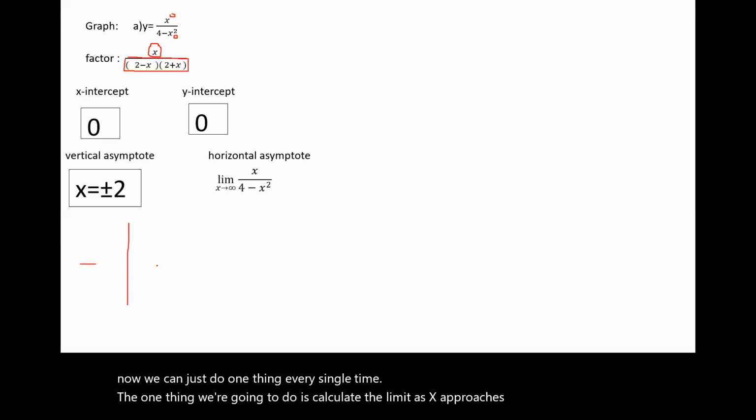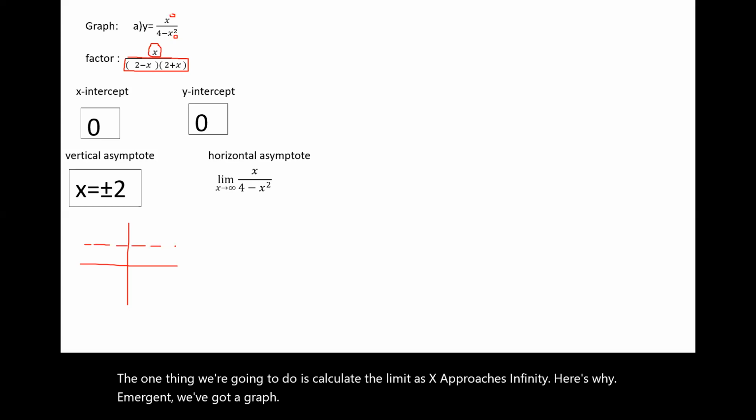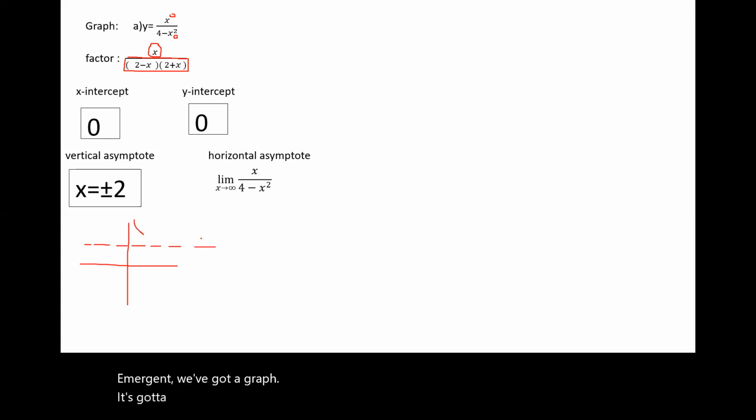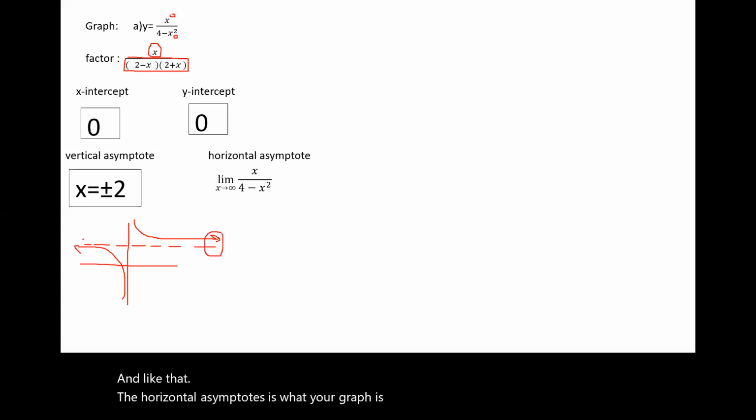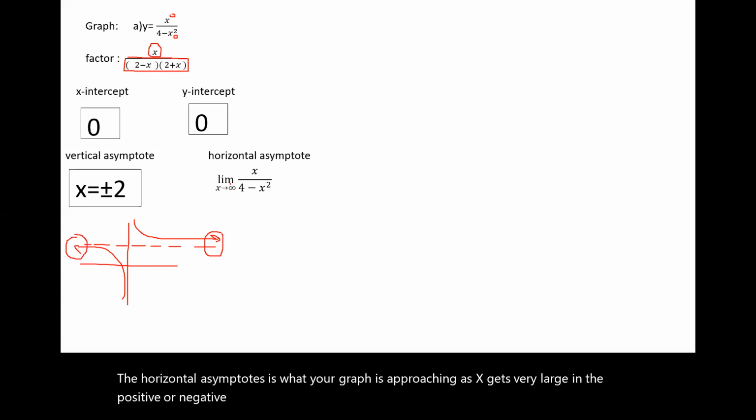Here's why. Imagine we've got a graph. It's got a horizontal asymptote. And let's say the graph looks like that and like that. The horizontal asymptote is what your graph is approaching as x gets very large in the positive or negative direction. So if we calculate the limit as we approach infinity, it should tell us what the asymptote is.